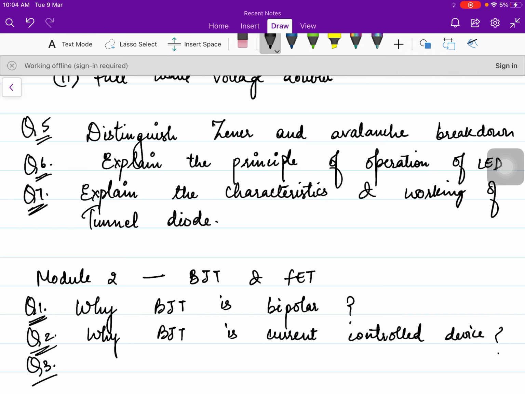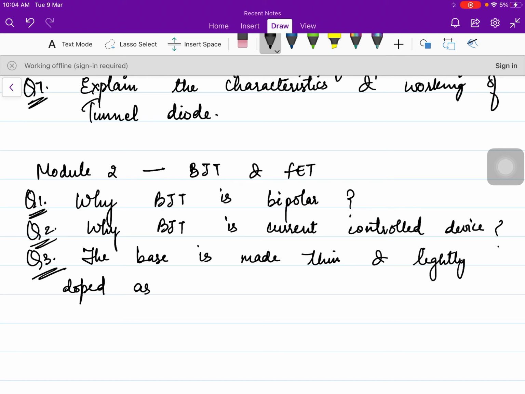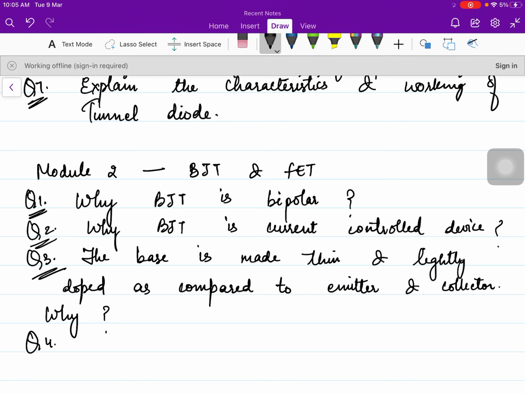Then the second question could be related to the construction of BJT, that the base is made thin and lightly doped as compared to emitter and collector. Why? So you have to give here the reason why you have made the base thin and lightly doped.